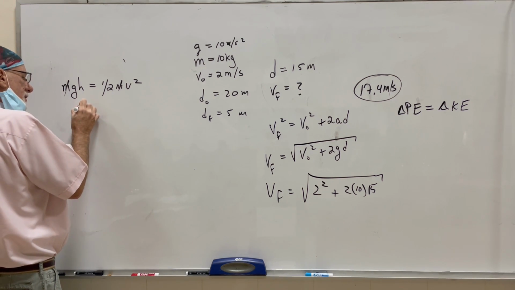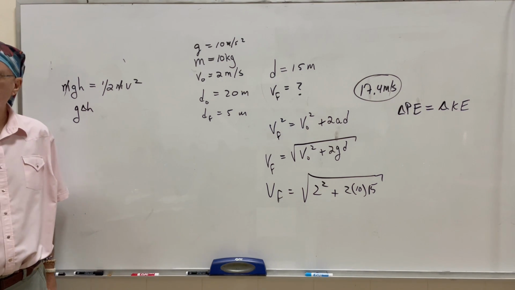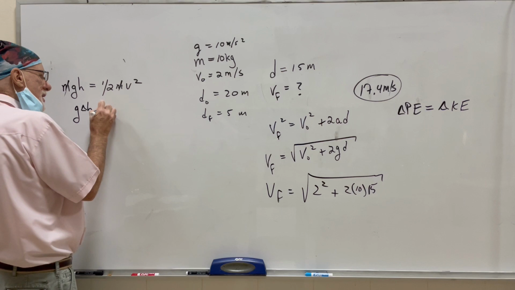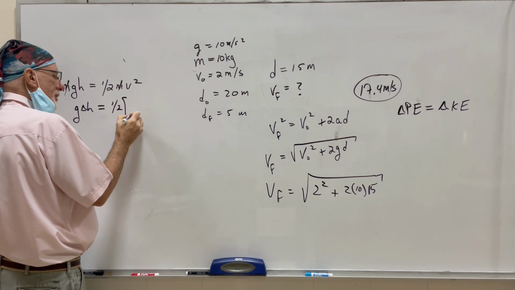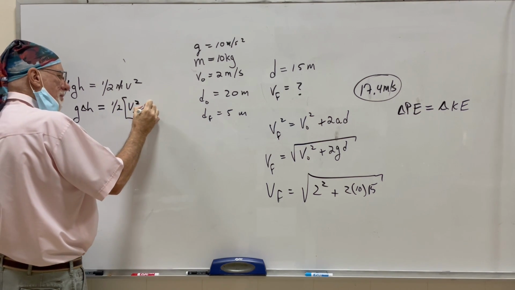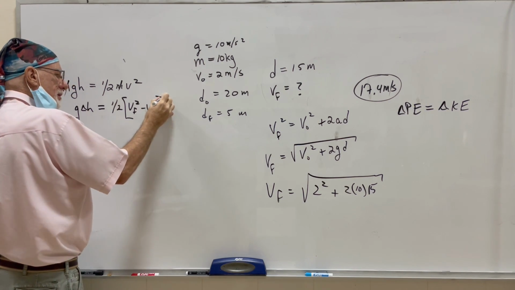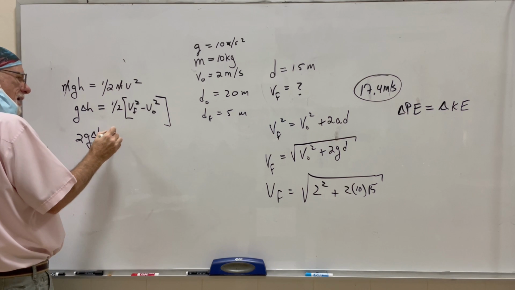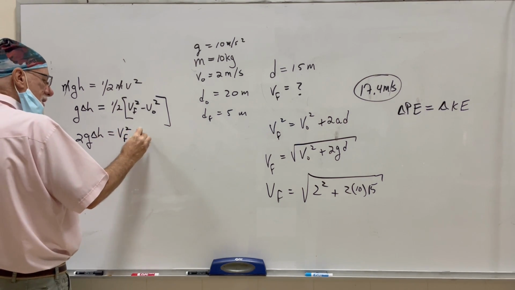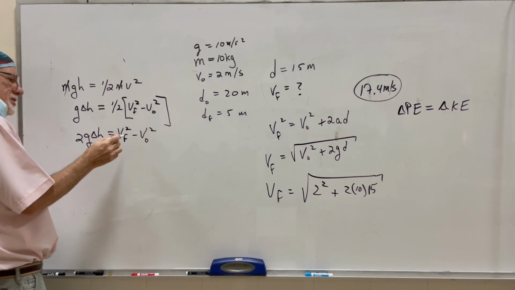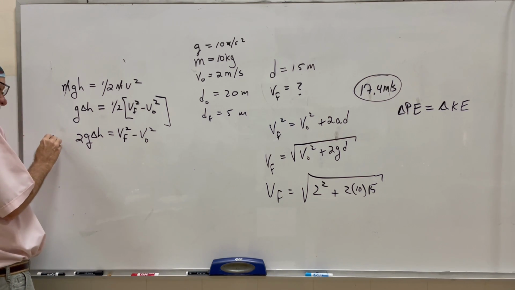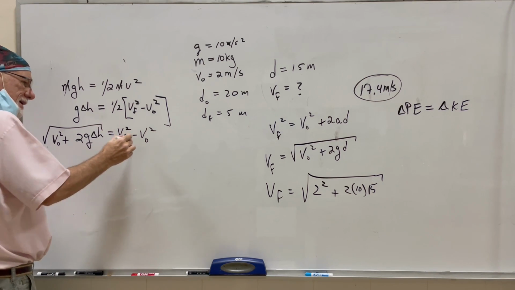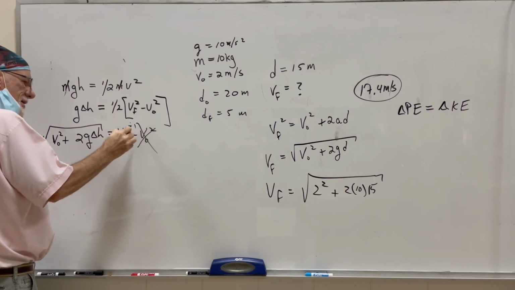So I know that G, this is going to be the change in height, correct? It's going to be 20 minus 5. It's not a vector. It's just a difference in height. And that's going to be equal to 1/2, and that's going to be final minus initial. Correct? So I'm going to multiply both sides by 2. And that's going to equal V final squared minus V naught squared. And then I'm going to add this to both sides, V naught squared plus that, and take the square root. Correct? And I can get rid of that, and I can get rid of that. It goes to 1. Correct?